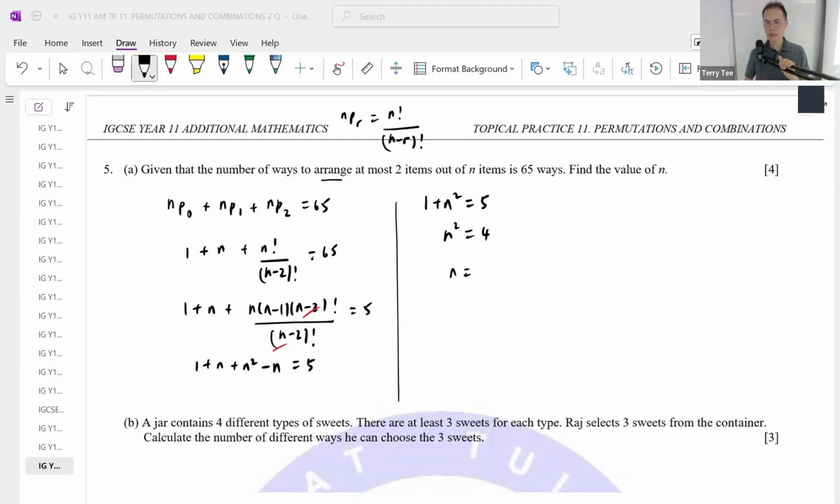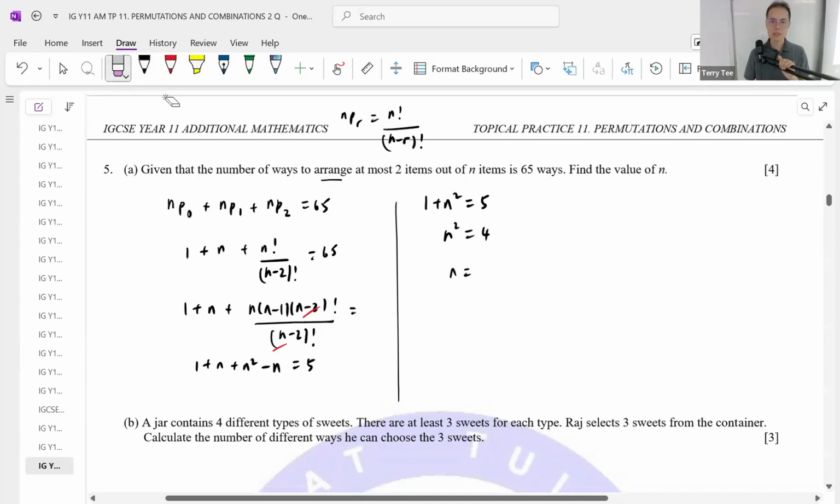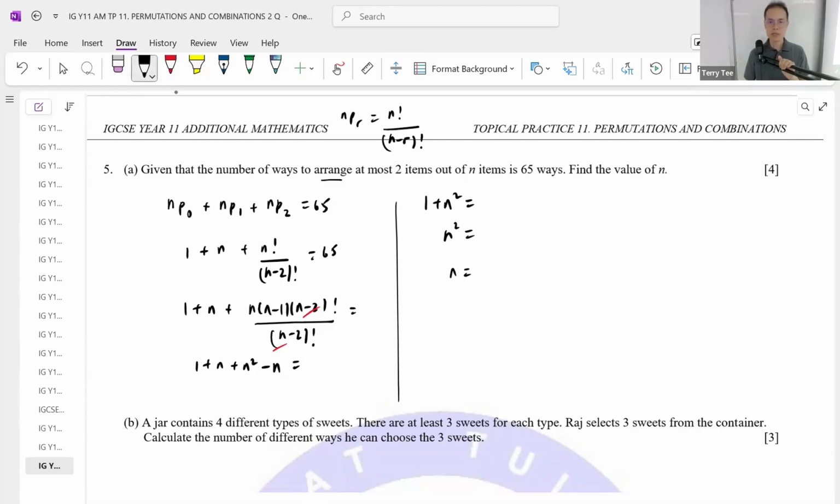N squared minus n... 65 here. Oh man, I made a mistake here. 65. So this is 65, this is 65, this is 65. This is 64. Square root of 65 is what? 8. Again, do you need to put plus minus?